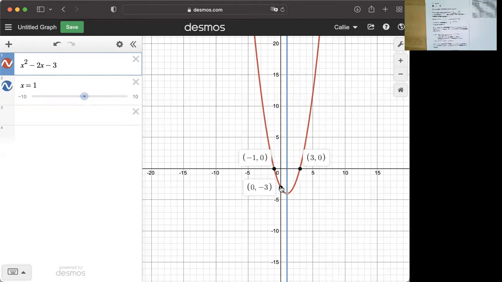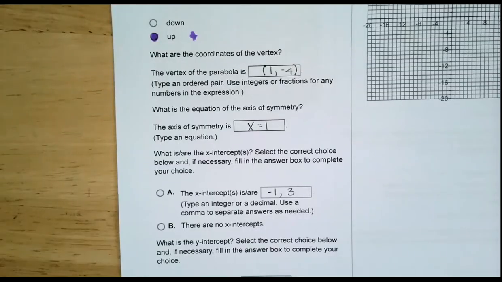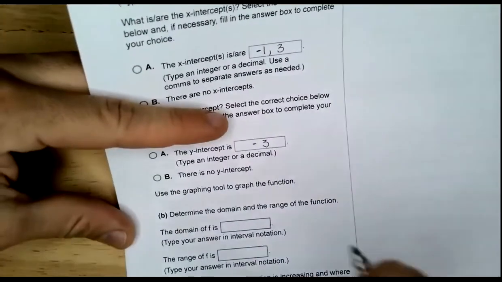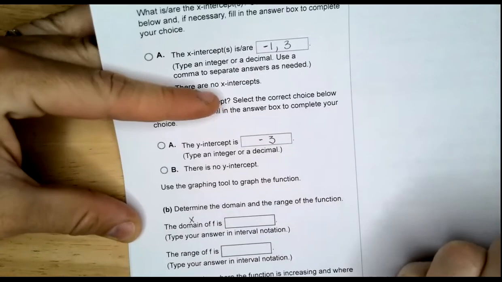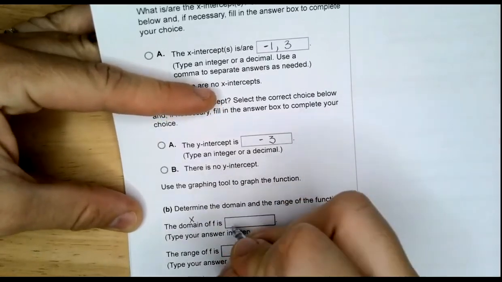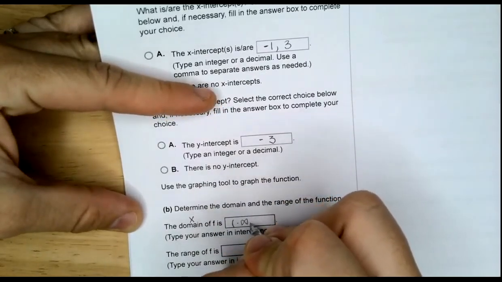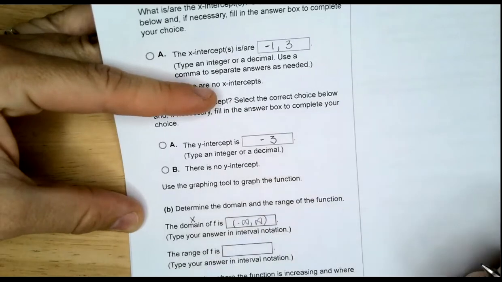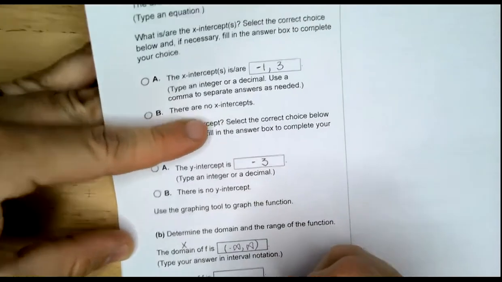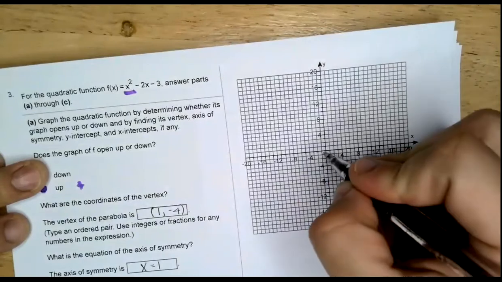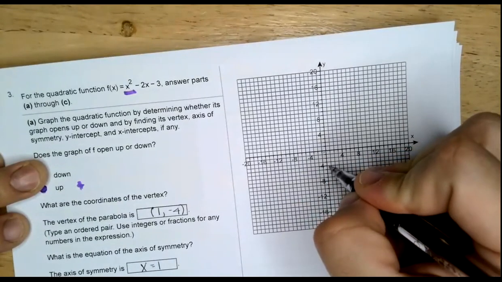And what is the domain? So the lowest point is 1, negative 4. Let's go back here. The domain are all the x values. So for each of these problems in 4.3, the domain is going to be from negative infinity to infinity. Good. The range now, so we said the vertex was 1, negative 4.